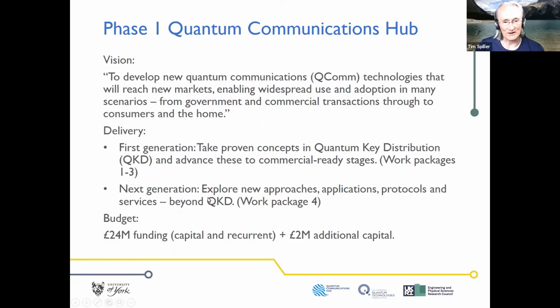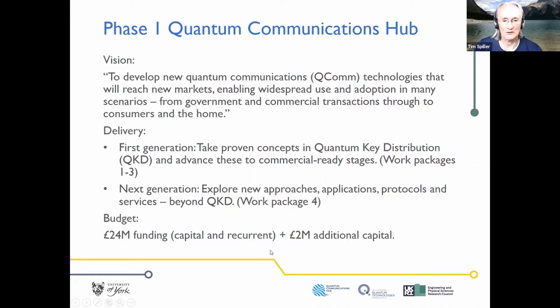And most of what we did over the last 5 years focused on that. We did do a bit of exploration into new approaches and things that go beyond QKD. We had one activity in phase 1 working on that. You'll see we have a few more in phase 2, as I will explain. Our budget in phase 1 was 24 million, and we got an extra 2 million capital to extend the quantum network that I'll tell you about shortly.